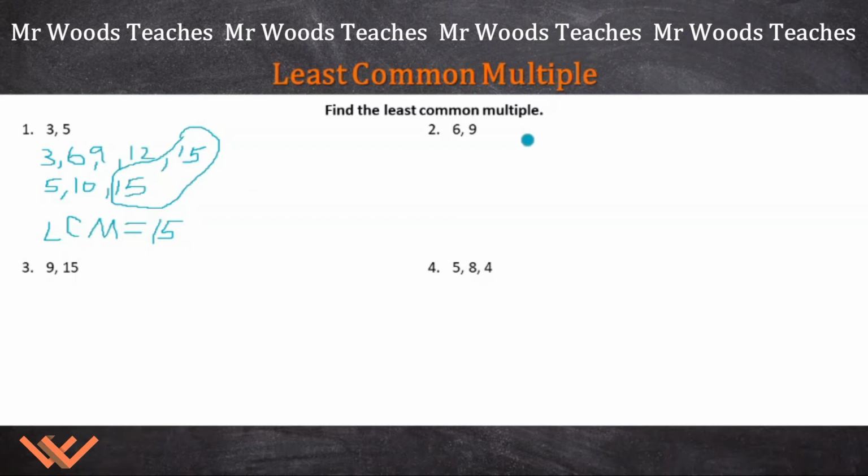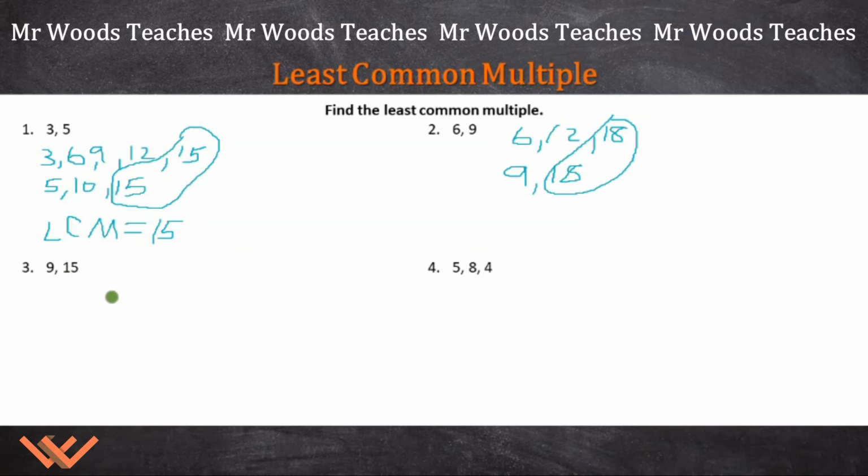So we're going to just multiply this out again. 6, 2 times 6 is 12, 3 times 6 is 18. Because of my mathematic knowledge, I know I don't need to go any farther, because I put down 9. 2 times 9 is 18. There's my least common multiple. Let's continue here for 9 and 15.